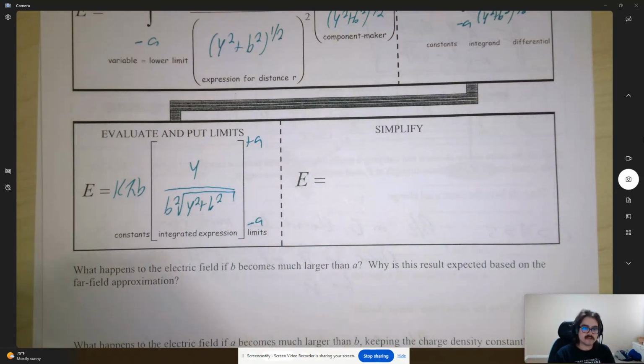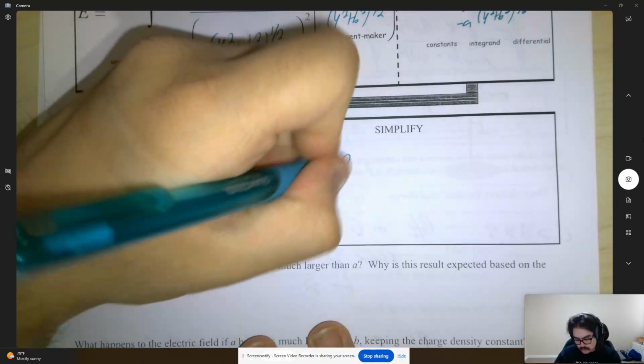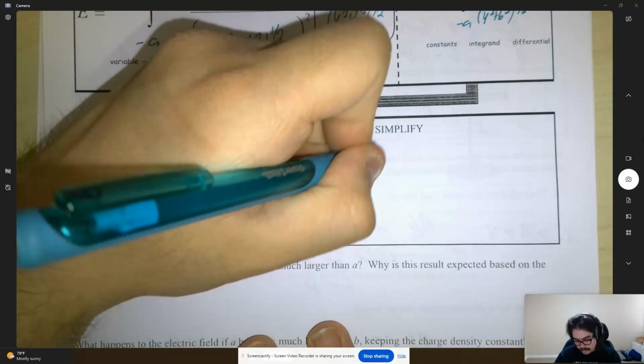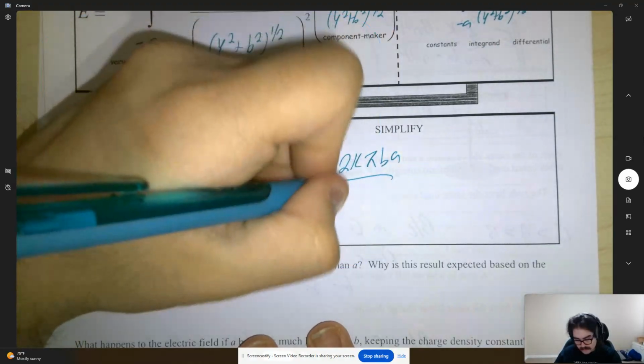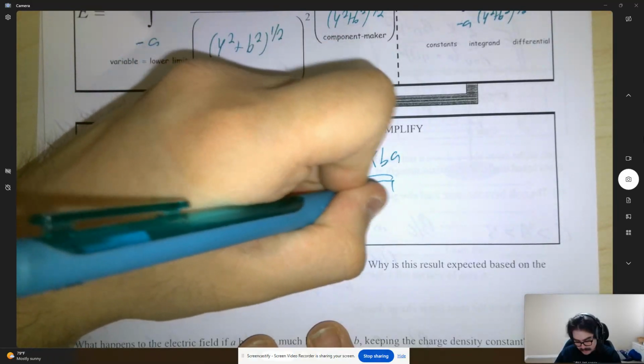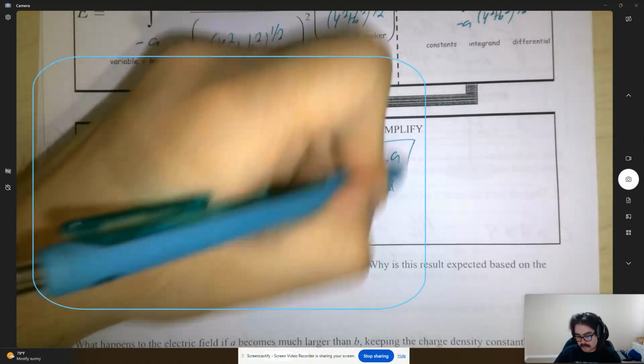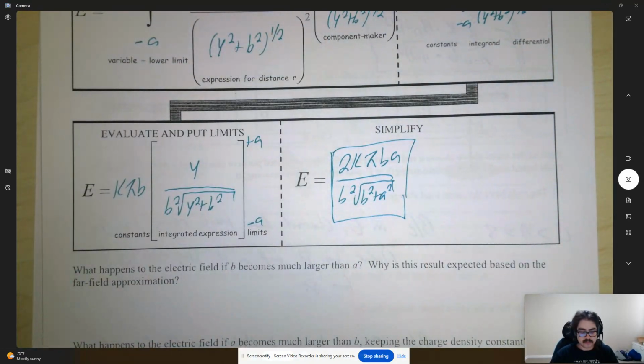If you use the definite integral calculator, or even just Google integral calculator and get the first thing that pops up, you will see that it'll actually solve the definite integral for you too. And when it simplifies out, it ends up being 2k lambda ba over b squared root b squared plus a squared. It ends up being a complete mess of an integral to solve, but that's what you get when you plug that in. That's all through the CAS tool, an integral calculator.